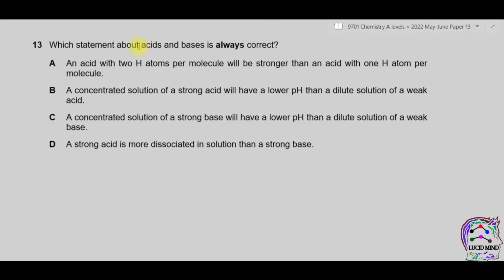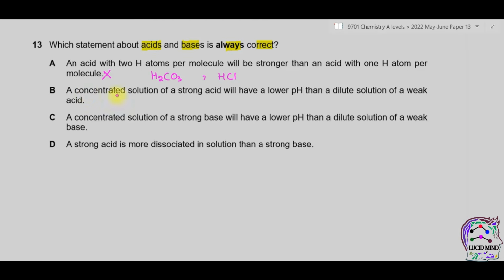Question 13. Which statement about acids and bases is always correct? A. An acid with 2 hydrogen atoms per molecule will be stronger than an acid with 1 hydrogen atom per molecule. Now this is not a correct statement because we have carbonic acid H2CO3, which is a weak acid as compared to HCl, which just contains 1 hydrogen atom. So it depends on the dissociation, it does not depend on the number of atoms per molecule.